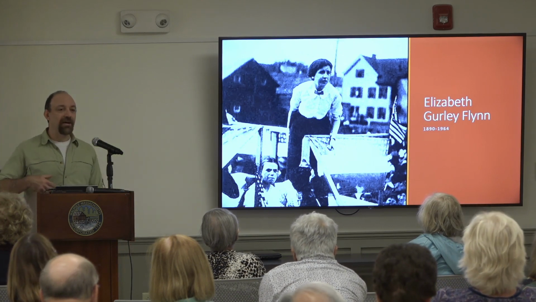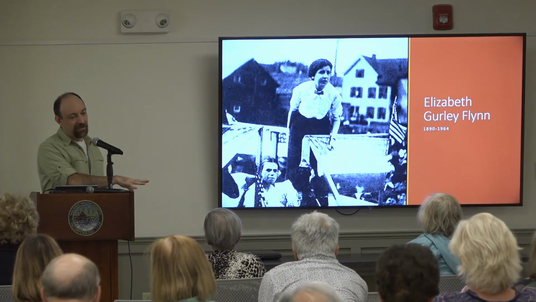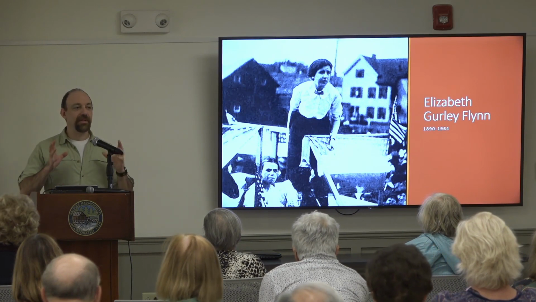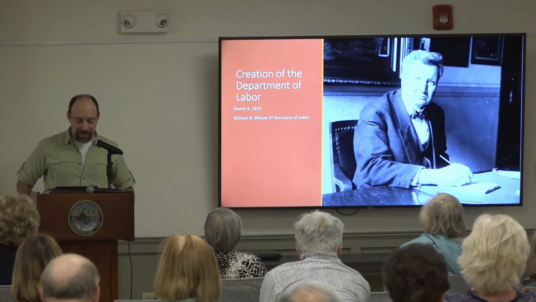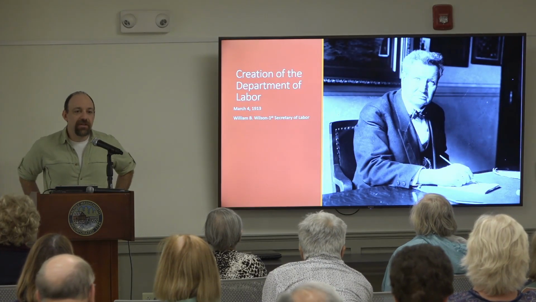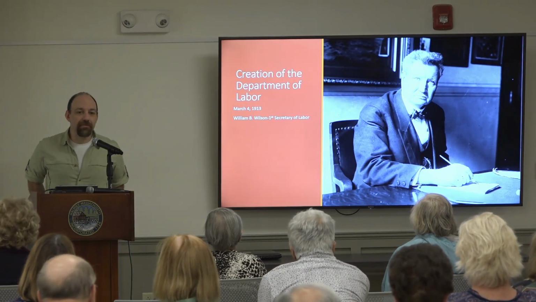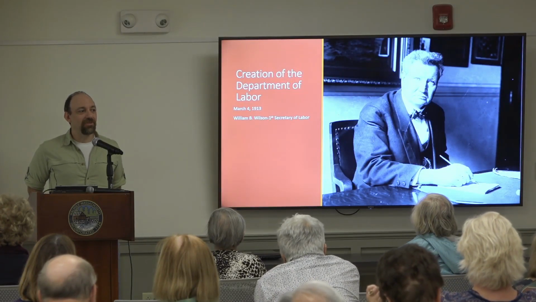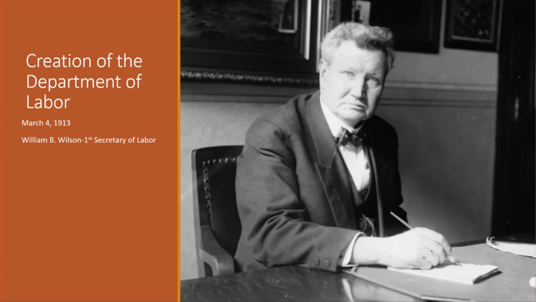Now, because of these events, because of the Triangle Shirtwaist tragedy, because of the uprising of the 20,000 and the Bread and Roses strike, the federal government does finally begin to take labor rights seriously. And what we see occurring in 1913 is the creation of the Department of Labor. Now, the Department of Labor is signed into existence by President William Howard Taft on his last day in office. He was about to leave office. He was going to be succeeded by Woodrow Wilson. But one of the last things that Taft does is he signs this bit of legislation creating the Labor Department.